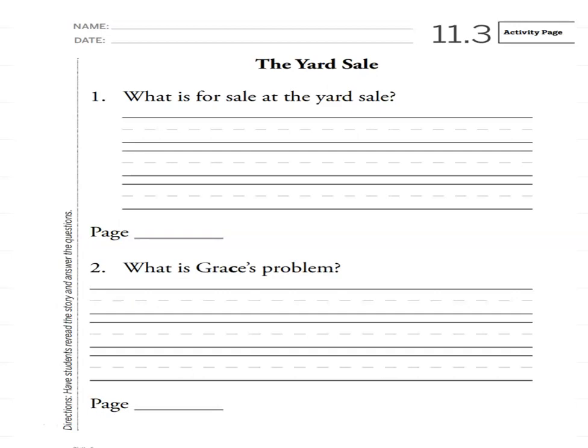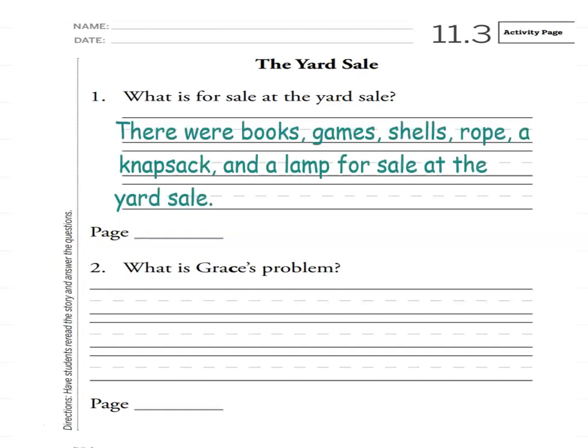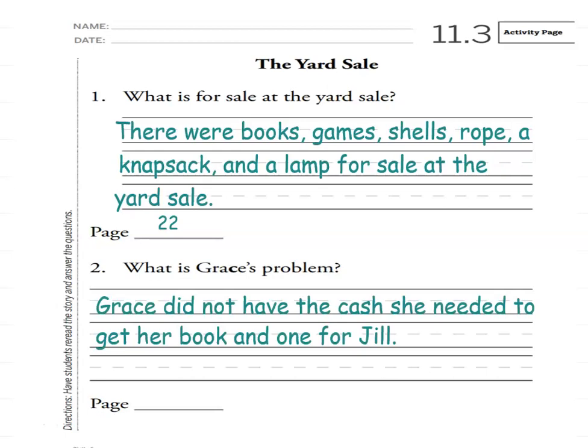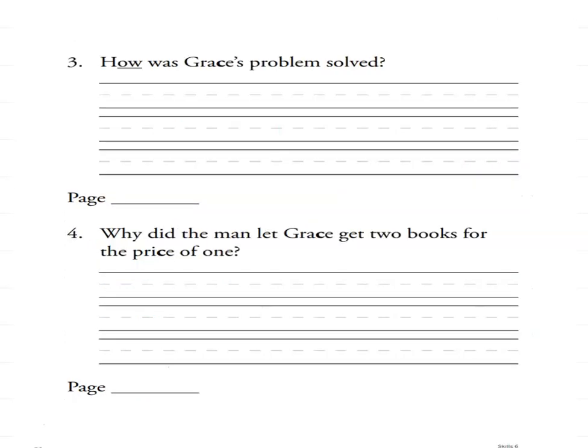Turn to 11.3 and write your name. Number 1. What is for sale at the yard sale? There were books, games, shells, rope, a knapsack, and a lamp for sale at the yard sale. We read that on page 22. What is Grace's problem? Grace did not have the cash she needed to get her book and one for Jill. That's also on page 22.